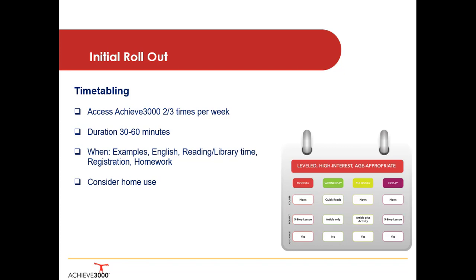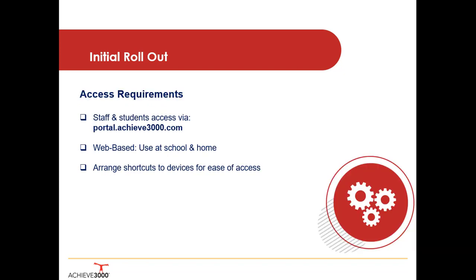Firstly, timetabling. Based on research, it is recommended students have access to Achieve3000 at least twice per week for 30 to 60 minutes per session. Students can access both at home and school.